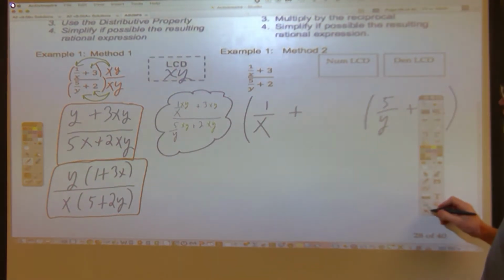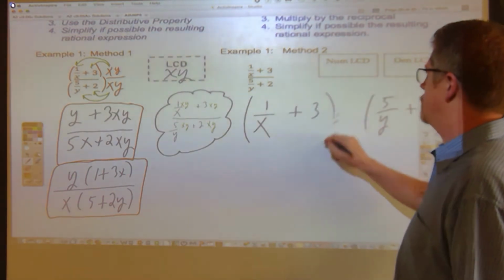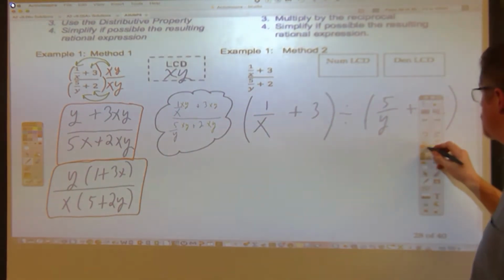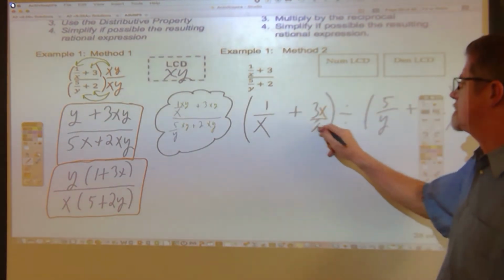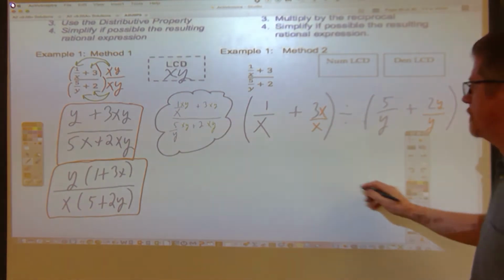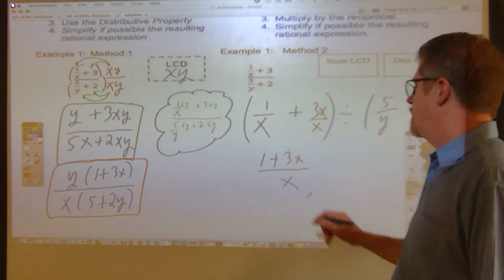So fixing that, the original problem was 1 plus 3 divided by, okay, so instead of doctoring it up with y over y, I should have doctored it up with an x over x. Okay, now I'm going to get the common denominators I'm looking for. So this fraction becomes 1 plus 3x over x.